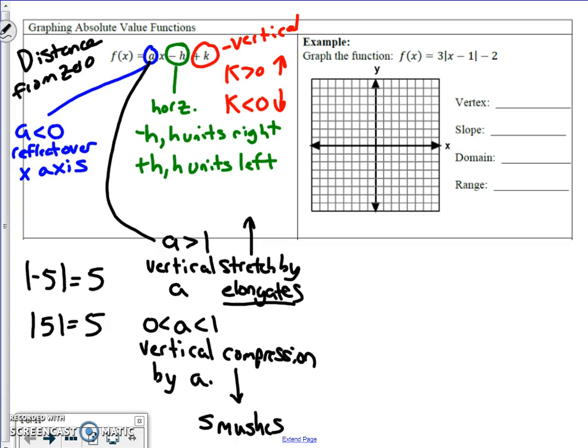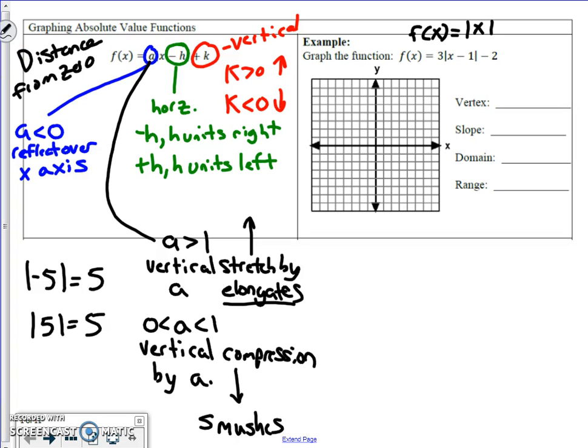So when I look at this graphing of the function, f of x is equal to 3 times the absolute value of x minus 1 minus 2, I'm going to start my absolute value function. All absolute value functions would start at 0, 0, and my transformation, my parent function, I guess I should say, would be the absolute value of x. Okay?